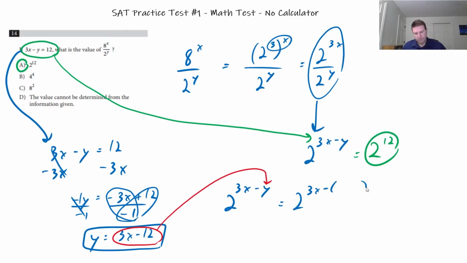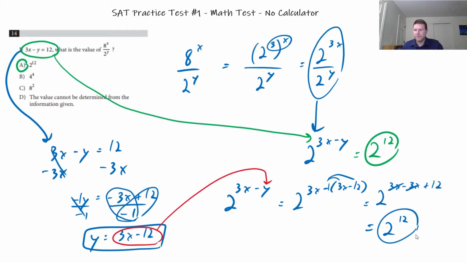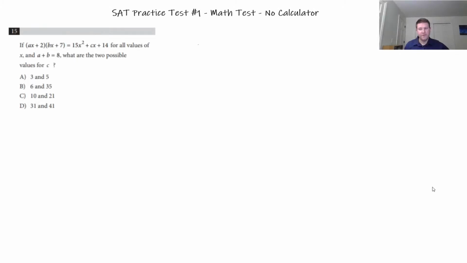So subtract 3x minus 12. Make sure to put parentheses here because you'll need to distribute this negative 1. And then you end up with 2 to the 3x minus 3x plus 12. 3x's cancel, and you still get 2 to the 12th, okay? A couple other little ways you could go through this, but I definitely recommend the first way that I showed because this is the quickest and easiest. So, good stuff.